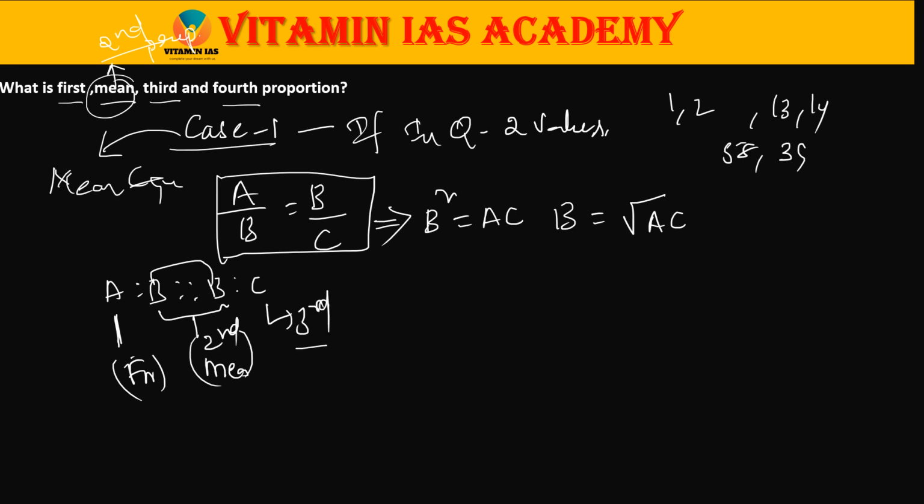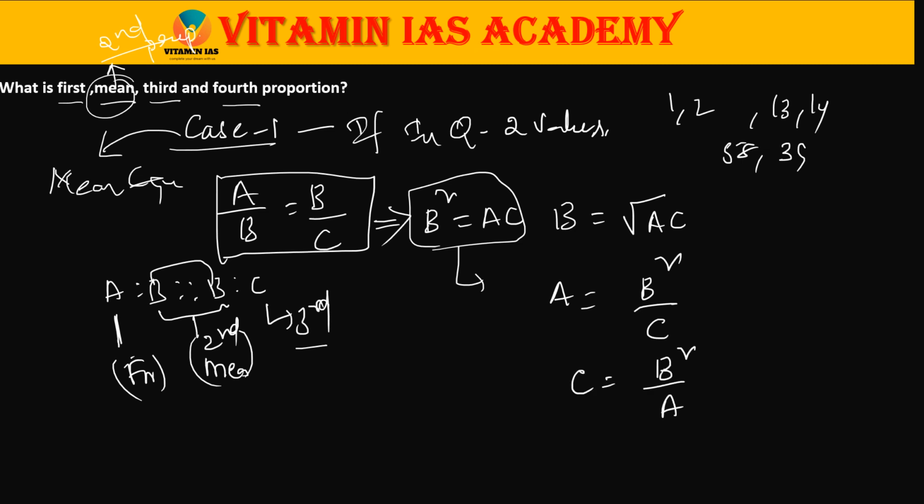So here b is equal to root ac, and from this equation we will get a is equal to b square by c, and c is equal to b square by a.